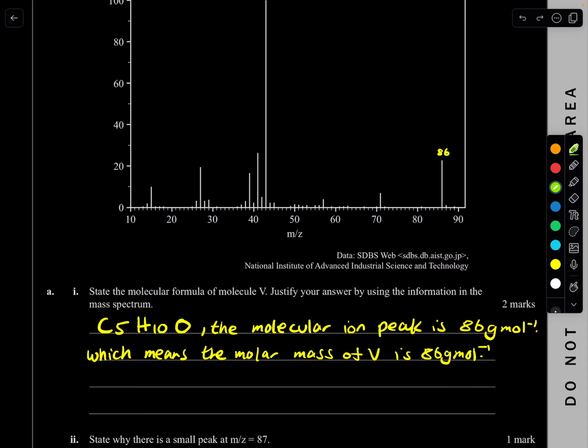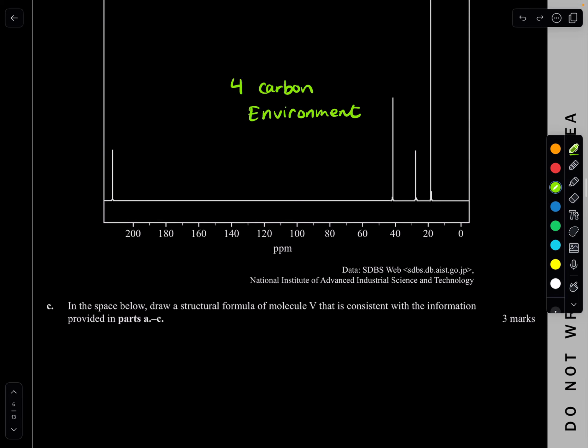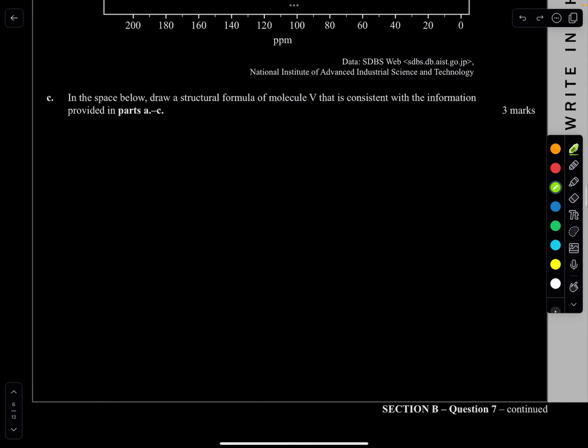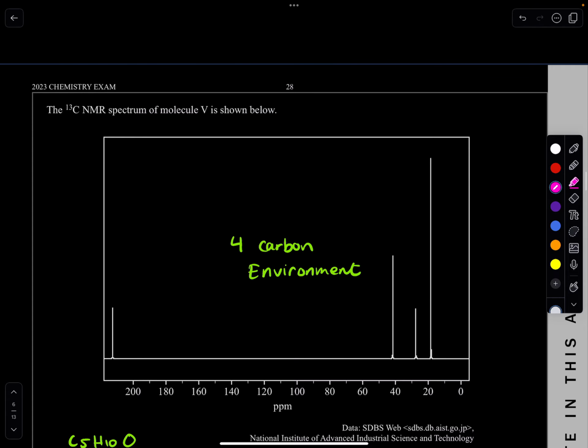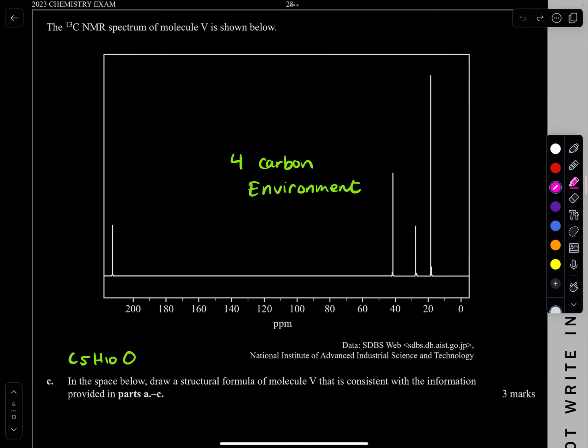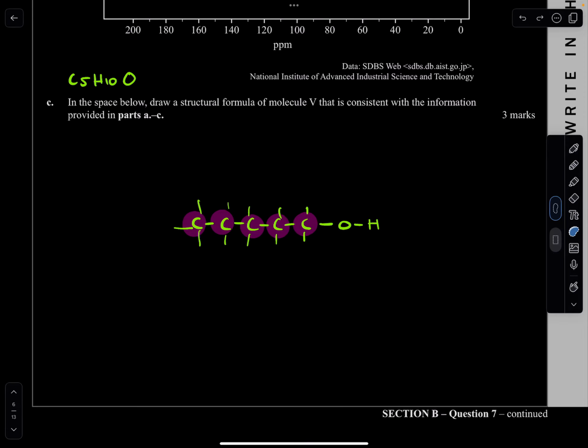So let's start with alcohols. Let's draw some structure of an alcohol. It's a C5H10O. Let's say we draw an alcohol, CCOH. Now let's have a look if it's consistent. Because there's no symmetry, there's 1, 2, 3, 4, 5. We have 5 carbon environments, which is rubbish. We're supposed to only have 4. Not that one.